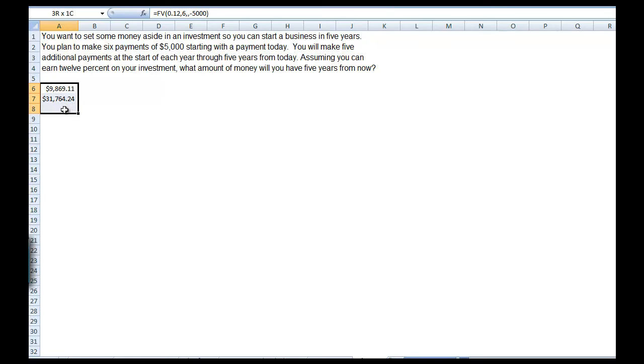So if we add these two together, we should get what we'll have from the future value of an annuity due in 5 years, plus the future value of a sum due in 5 years, which is $41,633.35. So that's our total, and we'll work this out a little different way. Let's do it right here.